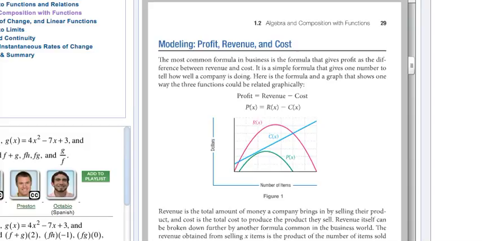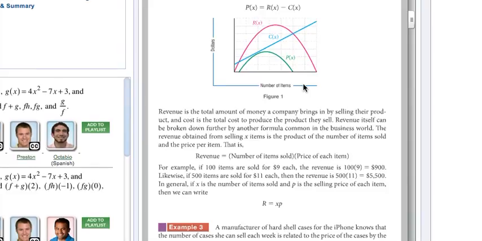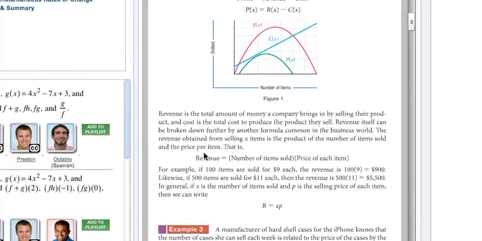Okay, so this is it right here. This is just an explanation of profit, revenue, and cost. Profit is the revenue that you bring in minus the cost that you spend. But this part down here: revenue is the number of items sold times the price of each item. So if you sell 100 t-shirts at $5 each, you multiply the 100 times 5, and your revenue is $500. In this example, if x, the same variable as in the problem we're looking at, is the number of items sold and p is the price of each item, then revenue is their product, x times p.